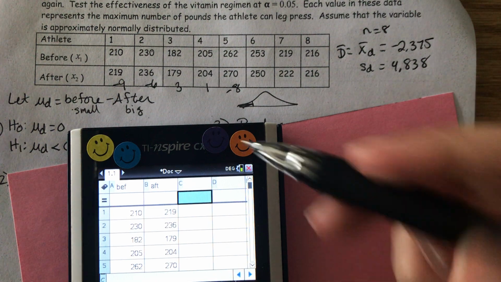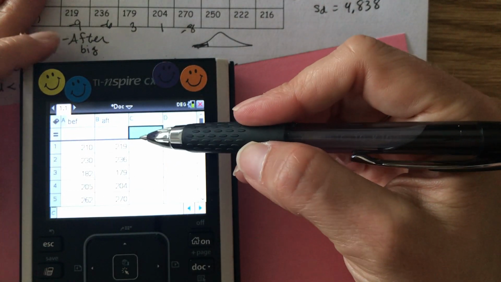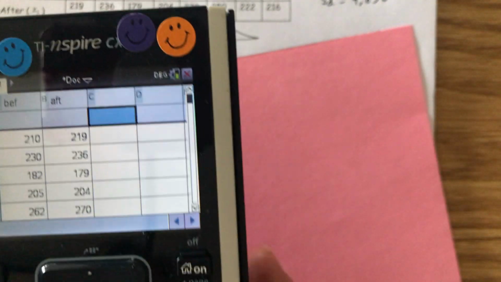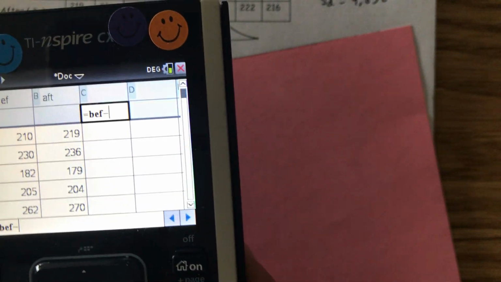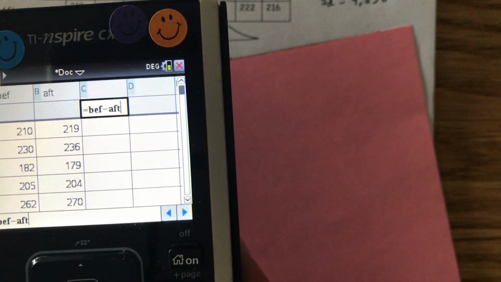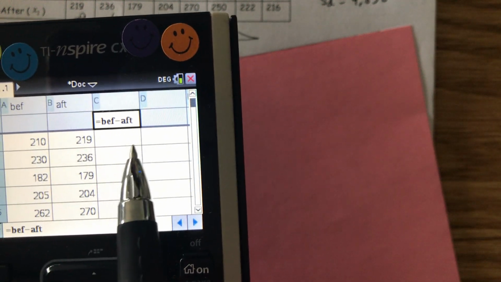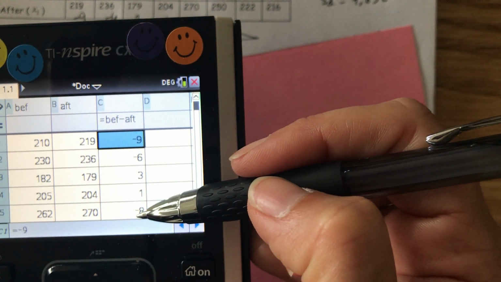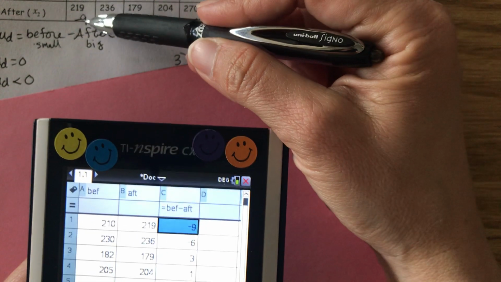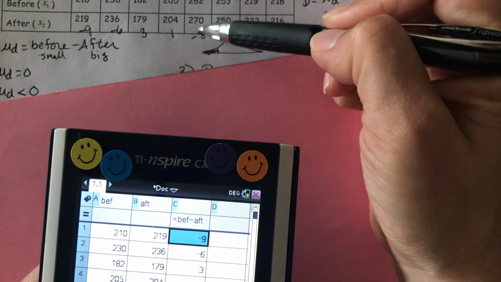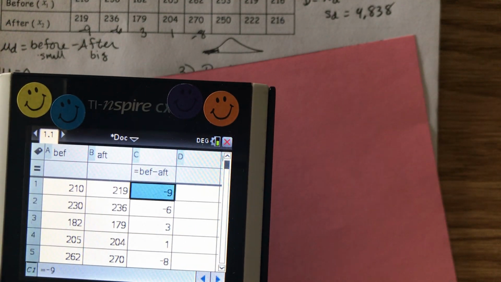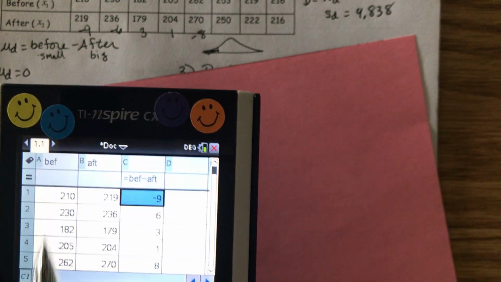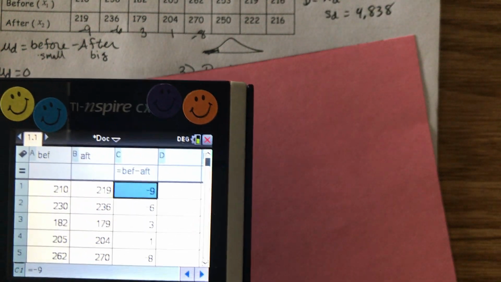The other thing you can do, and you'll notice I came down to the second cell here in the gray, and you can type in BEF minus AFT, before minus after. That's how I named mine. So when I type it in and press enter, it subtracts them for me. So these are those numbers, right? -9, -6, 3, 1, -8. It did all the subtraction for me. So you can either subtract by hand and type this in, or you can do what I did: type in the first, type in the second, and then subtract them, and it doesn't matter.